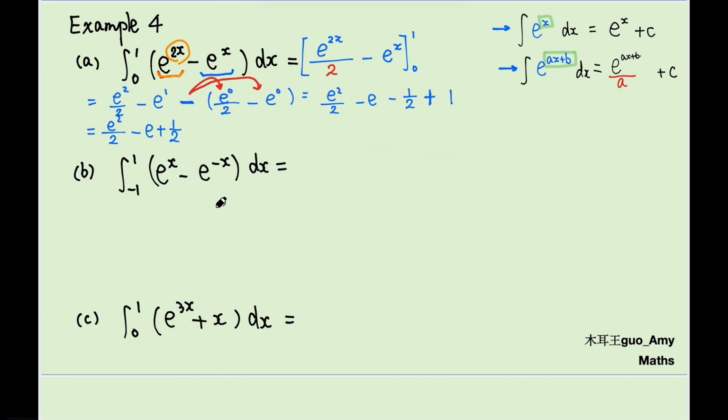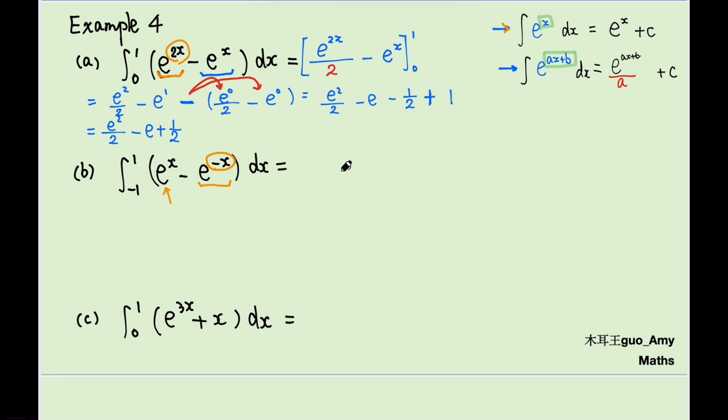Now let's move on to part B. It's very similar, and the key step is to distinguish whether the function is the basic exponential function or we are going to use a generalized form. In part B, e to the power x, this one is the basic function. We are going to apply the first formula. And then for the second one, it is the generalized form, because the inner function is negative x, which means the coefficient of x is negative 1. And the outer function is the exponential function. Then for this, we are going to use the second formula.